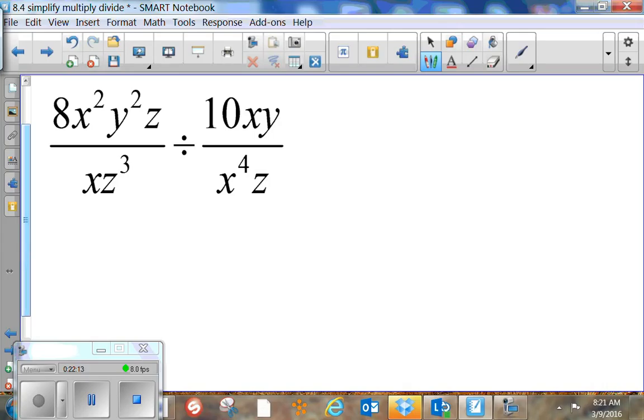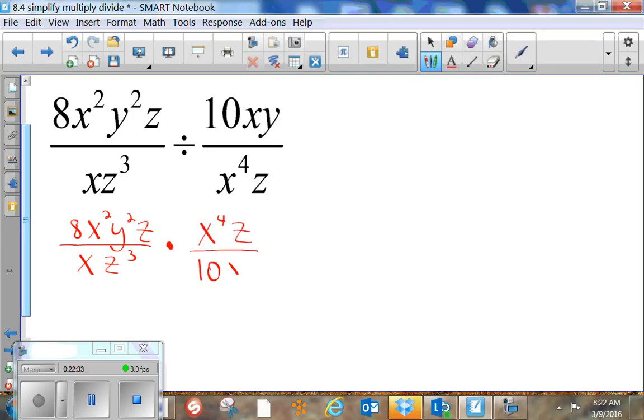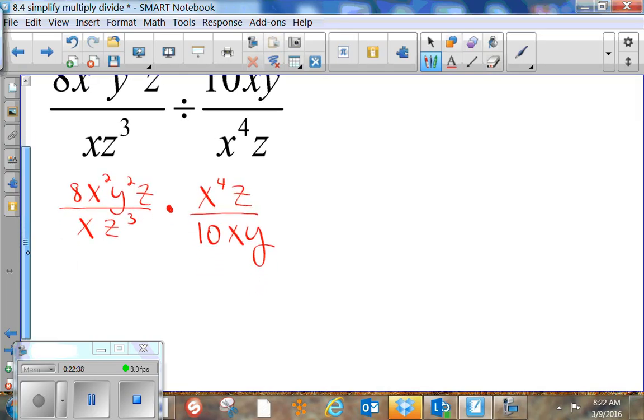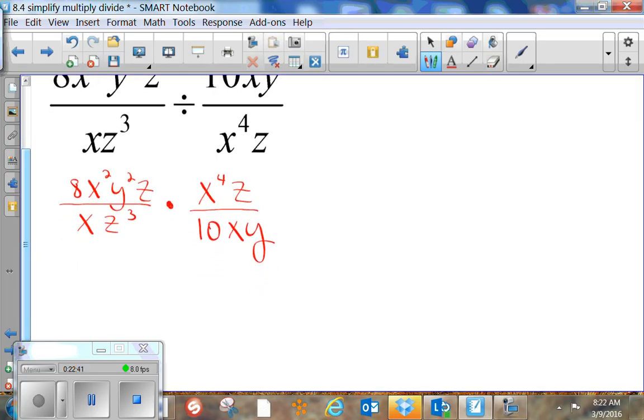All right, so here we go. We're going to leave the first one the same. I'm going to write it down the same. Change to multiplication, change or flip the second. Now I've got all factors. I can reduce away, cancel out all I want. No add-ins anywhere. And there's a lot of choices.